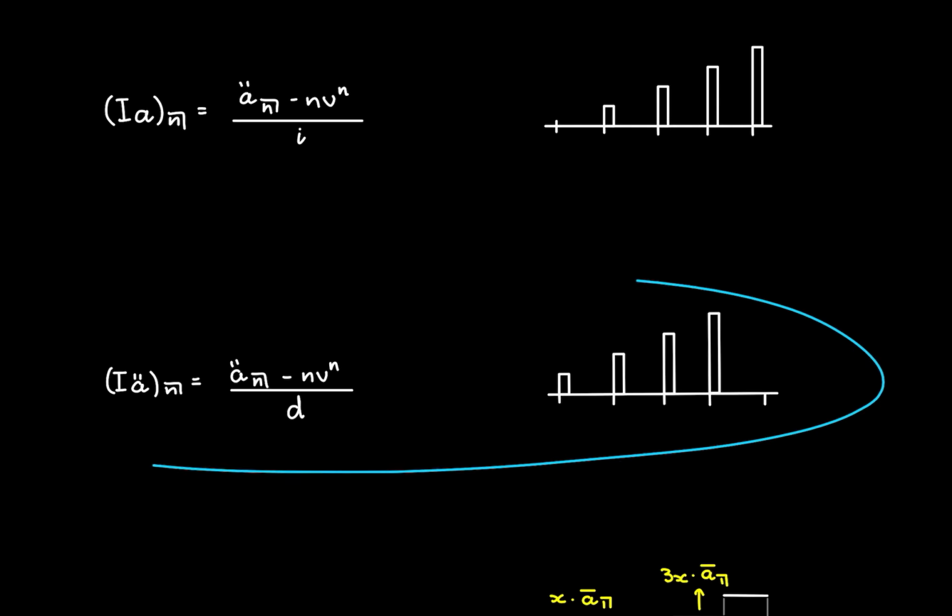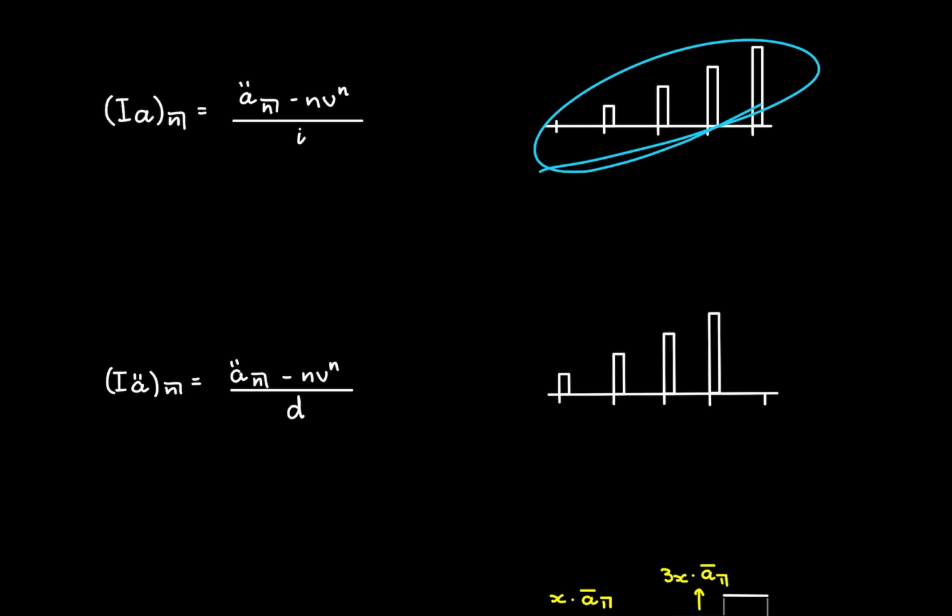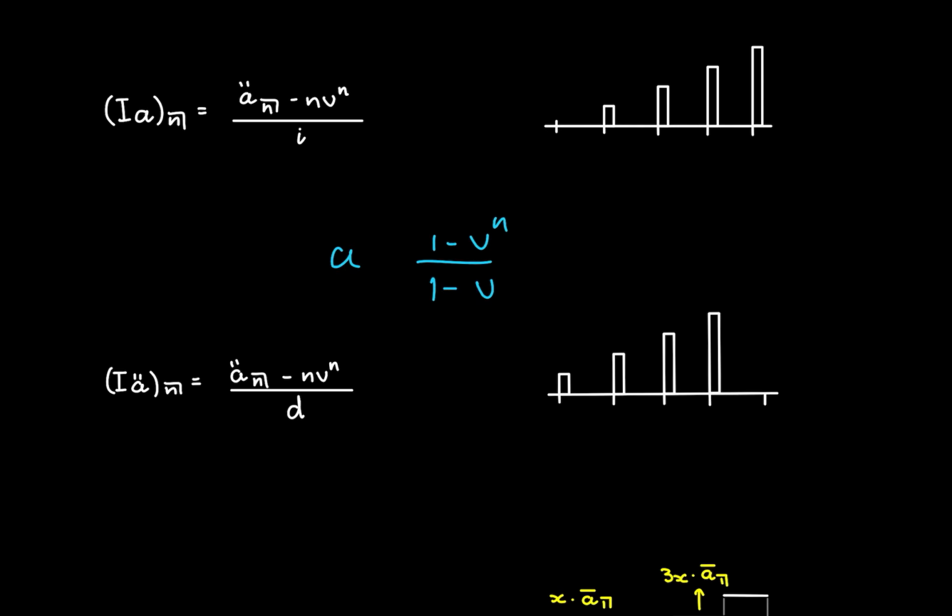Now, this second formula is the exact same concept, except our first payment starts at time 0. Then in the denominator, we have d, which is 1 minus v, which is the same as in the denominator of our level annuity in advance. So that 1 minus v equals d, which is the same denominator. Okay, so that deals with the simple increasing annuities.